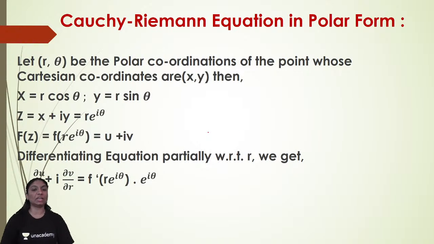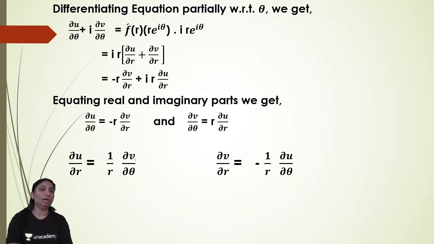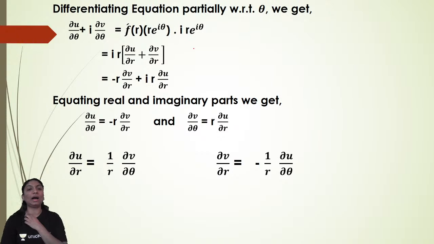Now differentiating the equation partially with respect to r, we get ∂u/∂r plus i ∂v/∂r is equal to f'(r e^{iθ}) into e^{iθ}. Differentiating with respect to θ, you will get ∂u/∂θ plus i ∂v/∂θ, which is equal to f'(r e^{iθ}) into i r e^{iθ}.